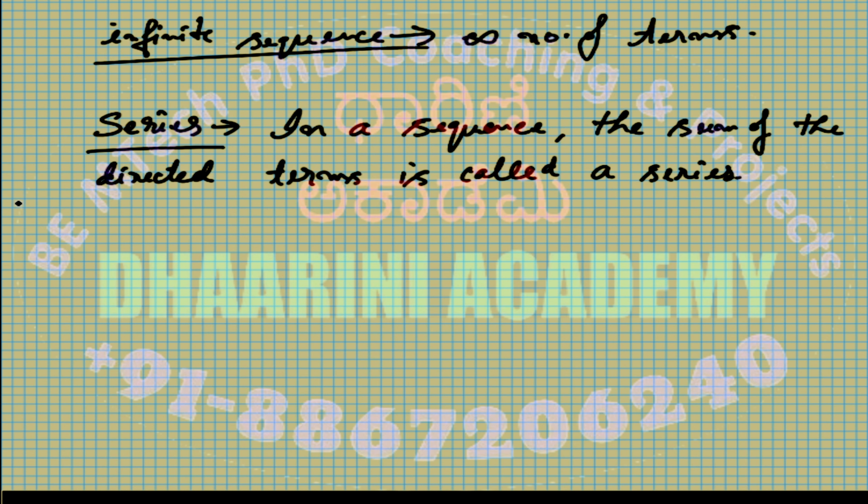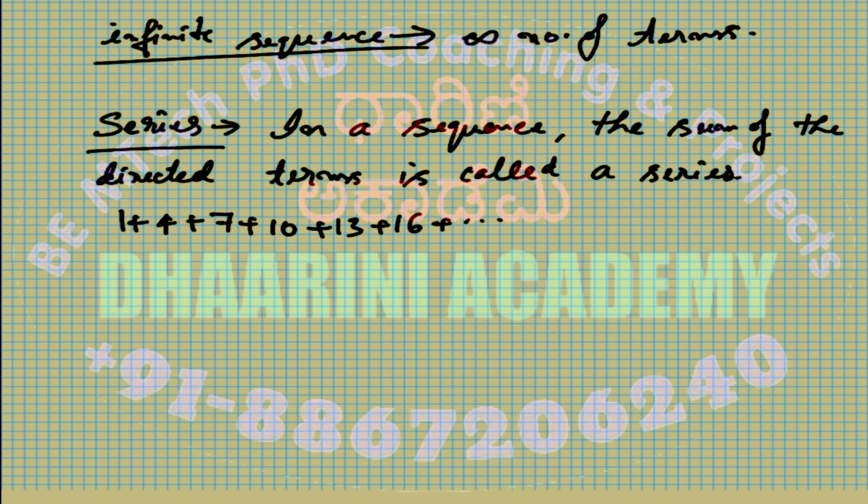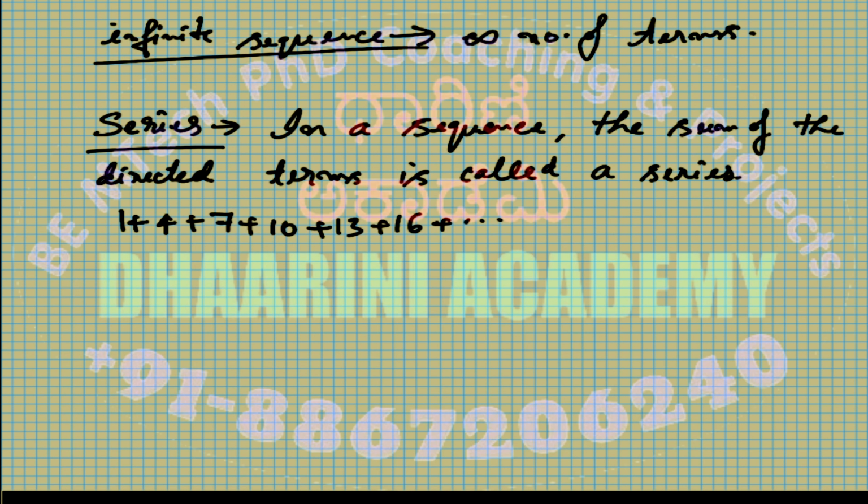For example, if I write 1, 4, 7, 10, 13, 16, etc., it's going to be a sequence, but if I write 1 plus 4 plus 7 plus 10 plus 13 plus 16 plus dot dot dot, etc., this is going to be a series. So we can see that there is a difference between a series and a sequence.